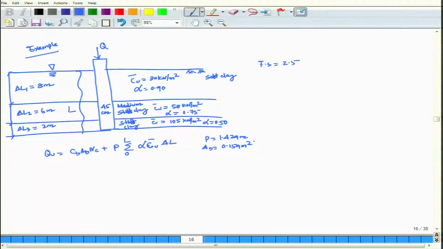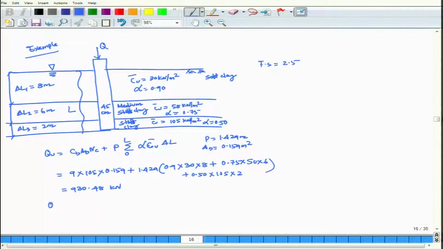Ab is equal to 0.159 meter square. So now considering this, if I calculate Qu, it will be 9 into 105 into 0.159 plus 1.429 into, if I consider alpha Cu bar delta L, alpha is your first layer 0.9 into 30 into delta L is equal to 8 meter, plus 0.75 into 50 into 6, plus 0.50 into 105 into 2. So which is equal to 930.48 kilonewton. Then Qa allowable load is equal to Qu by your factor of safety, which comes out to be 372 kilonewton.